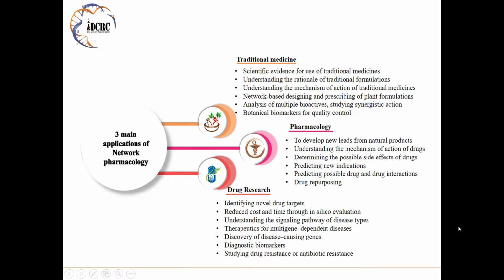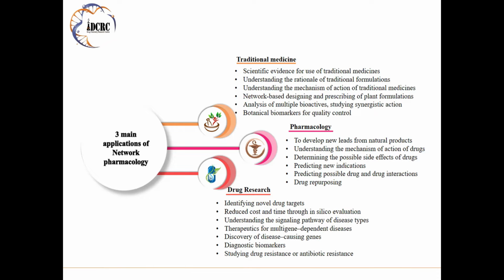Then predicting new indications. New indication is a term used for drug repurposing. So we can study the compound and find the new indication or the new diseases in which it can be used. Then the possible drug-drug interaction: we can compare the networks of two different drugs, and then we can find the possible additive, synergistic, or contrasting effect of two drugs. Then drug repurposing, it is similar to new indications.